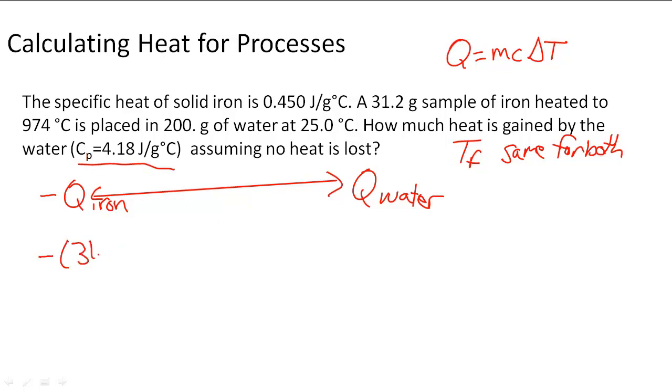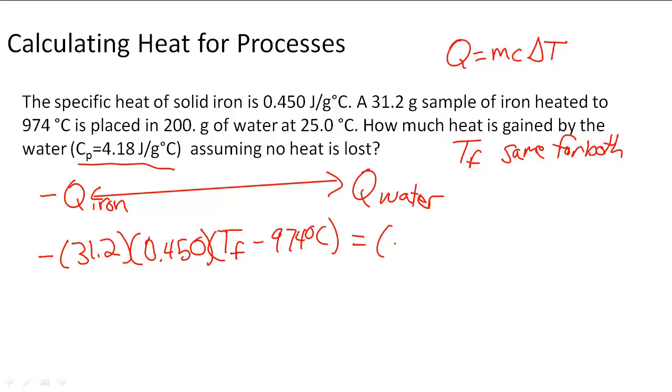31.2 grams, which is the mass, times 0.450, which is the specific heat, times the change in temperature, which is TF minus 974 degrees Celsius. So that's what we have for iron. And I put negative there to show that it's losing its heat and it's giving it to water. And water is going to gain that, so it's going to have 200 grams times 4.18 times TF minus 25 degrees Celsius.